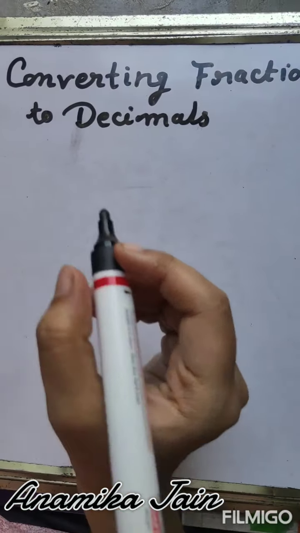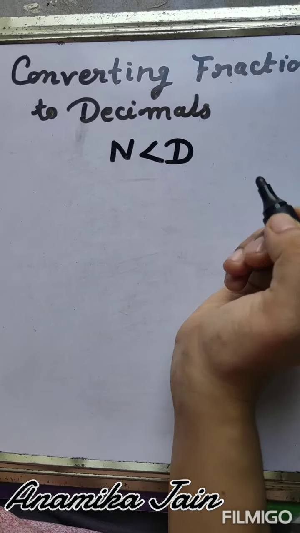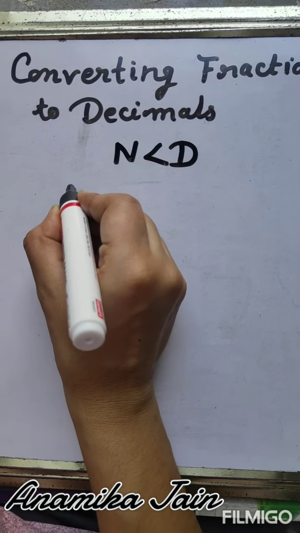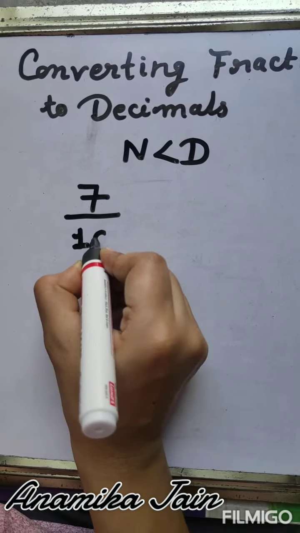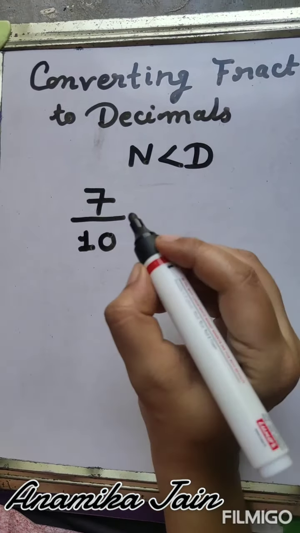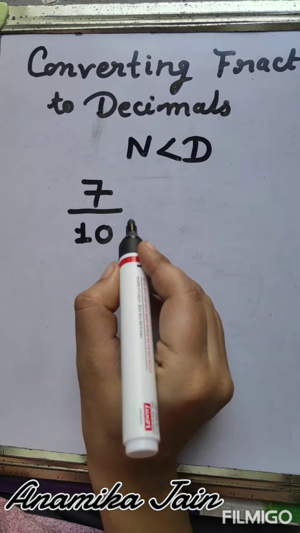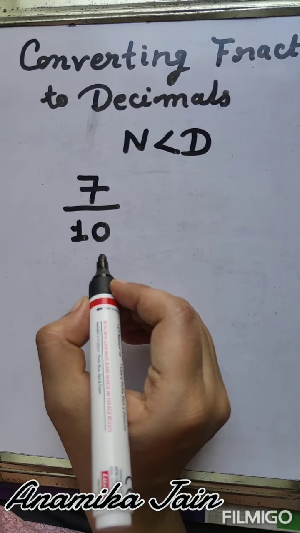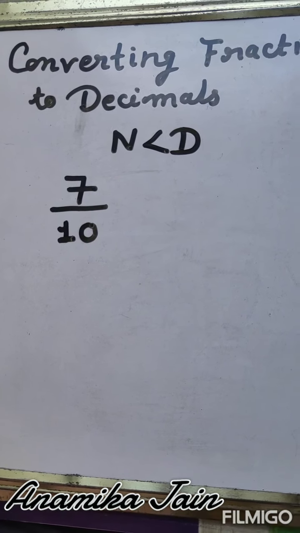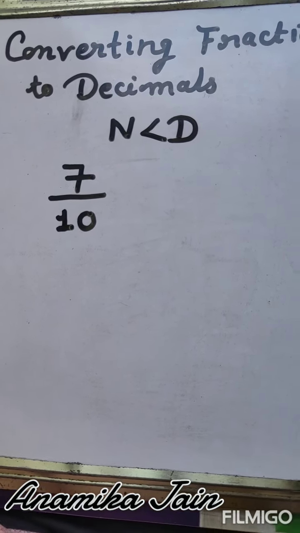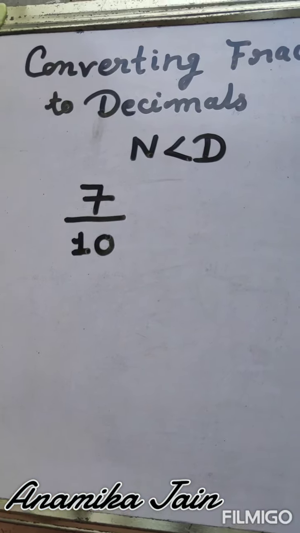Now we will see the case when the numerator is smaller than the denominator. In that case, what do we have to do? For example, the numerator is 7 and the denominator is 10. In this case, children, we will make the same number of digits in the numerator and denominator. Check the number of digits in the denominator. There are 2 digits in the denominator, and only 1 digit in the numerator.